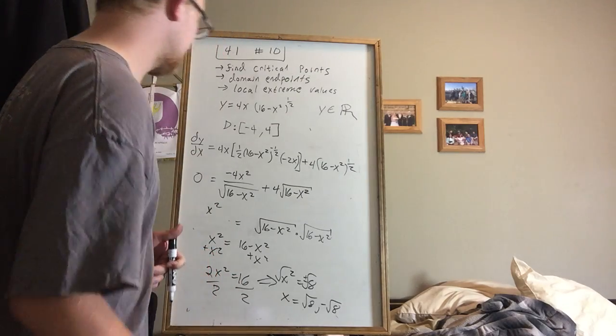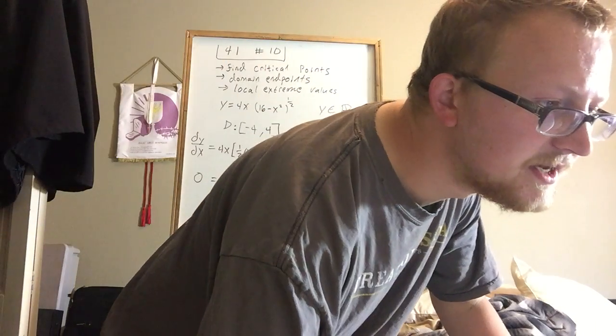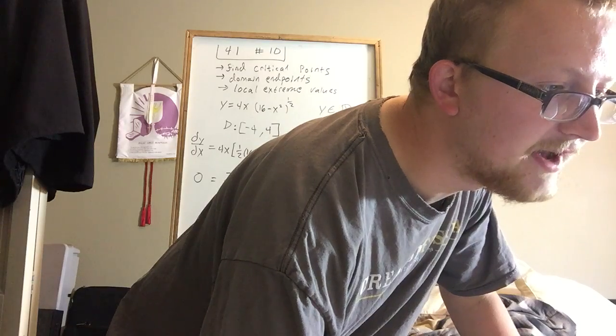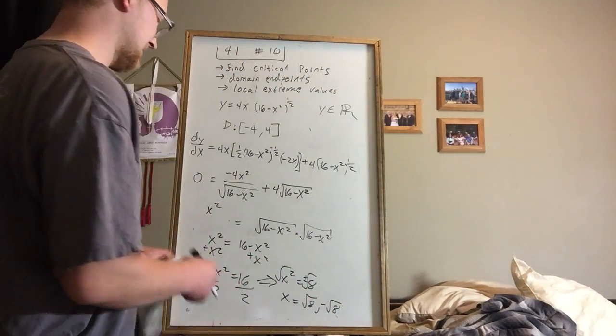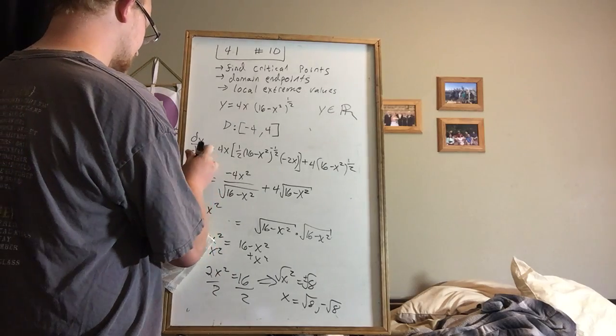So anyways, the first question asks, what are the critical points or domain endpoints where f prime is undefined? Which is an interesting question. So let's look back at what dy/dx equals.